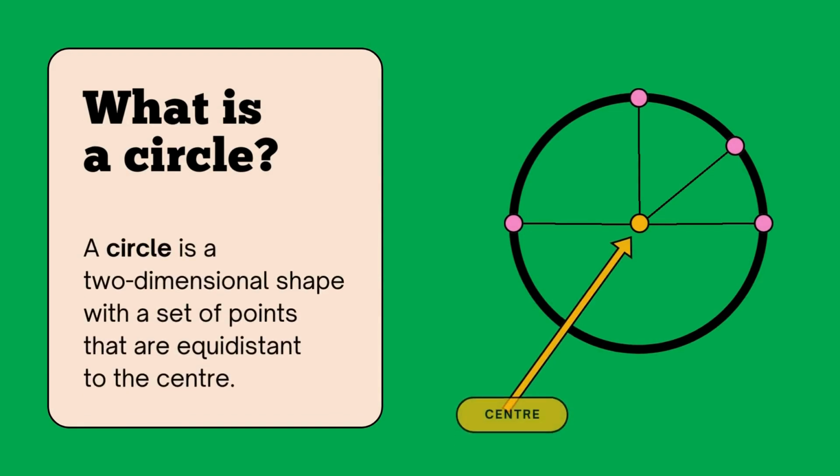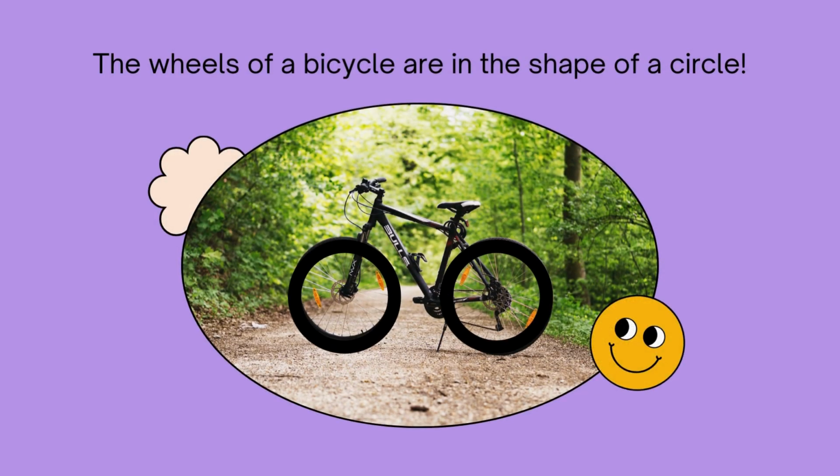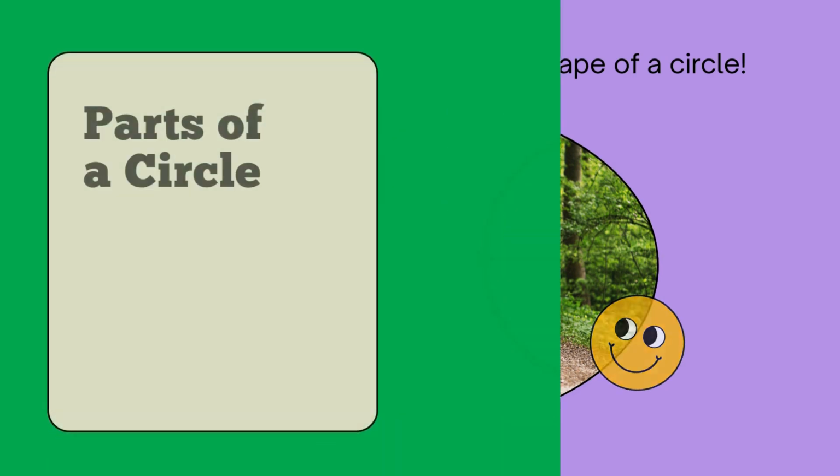Now let's talk about a circle. Circle is a 2D or a two-dimensional shape, with all the points equidistant from the center. Look at your bicycle. The wheels of it are circular. Now let's see the parts of a circle.